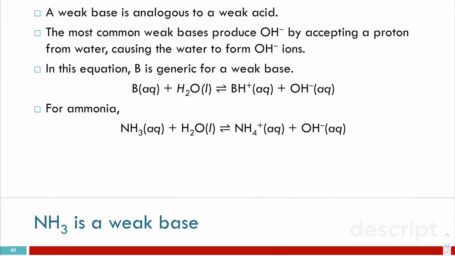So in this equation, we have just a generic B for weak base, something reacting with water to form a positively charged ion and a hydroxide.